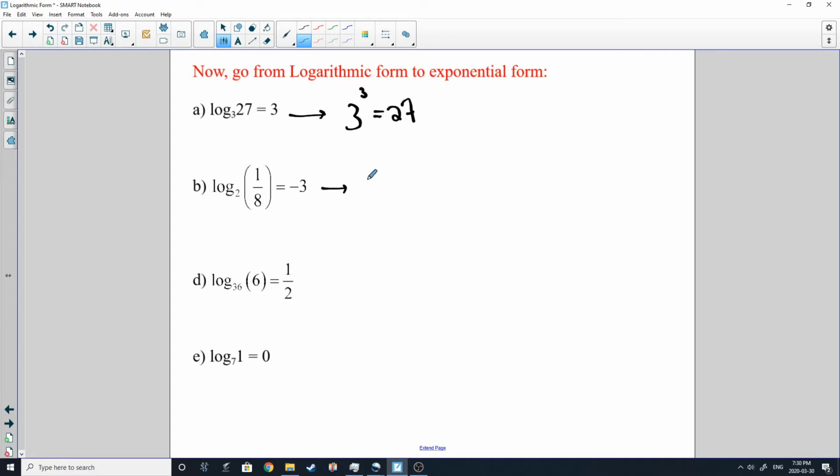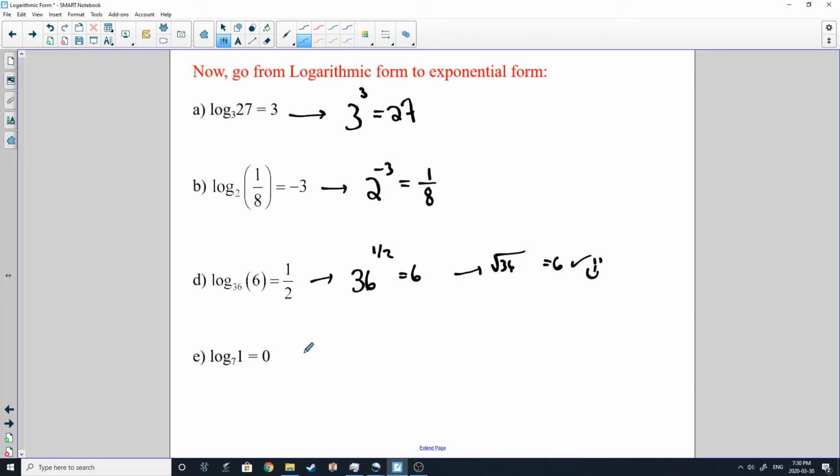So the log base is the base of the exponent. The old answer is the exponent here, is the power, and then it equals the argument, so 1 over 8. So there we go. We saw that one on the last slide. Here we go. 36 is the base of the log and also the base of the exponential form. The answer here is the exponent. So it's 36 to the 1/2, and that equals 6. We can check. 36 to the 1/2 is just a fancy way of writing the square root of 36, which is indeed 6, and we are very happy about that.